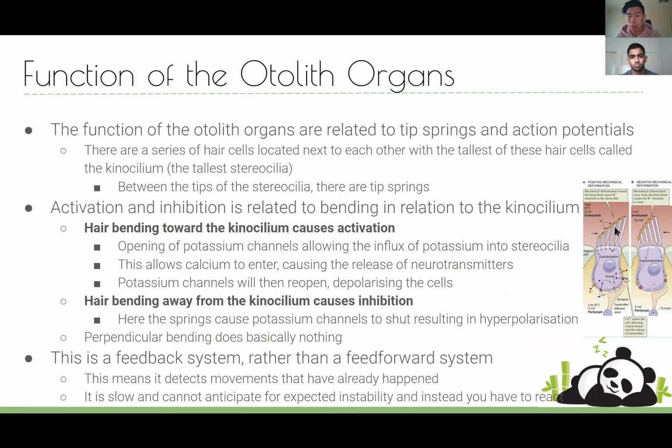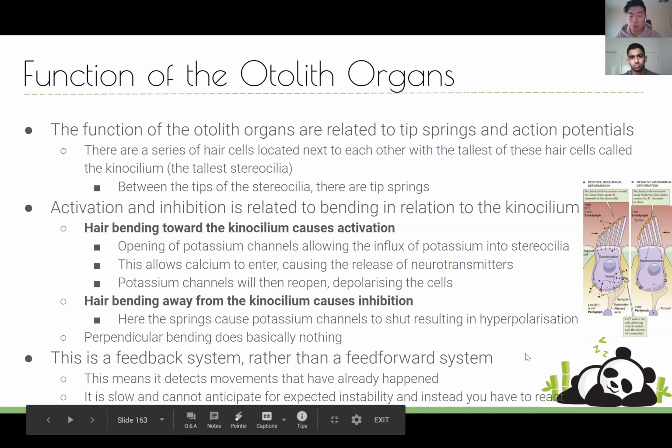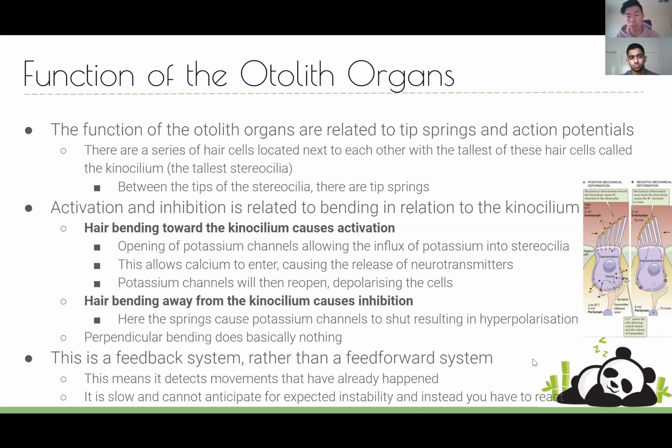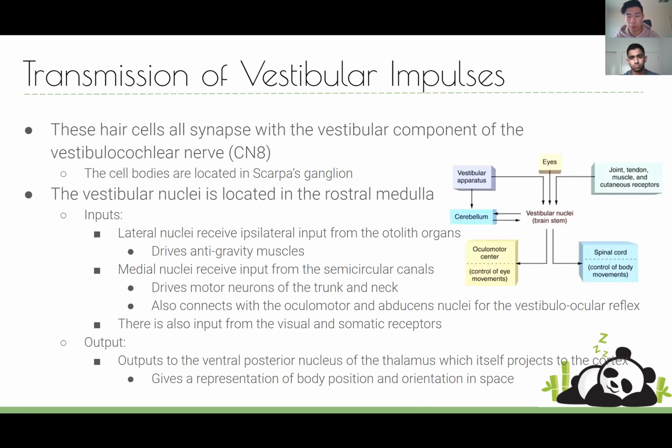Perpendicular movements will do nothing. As a result, this will detect if you're moving forwards or backwards and things like that. It's mentioned that this is a feedback system rather than a feed-forward system, and as such, you can't really anticipate the instability. You just have to react to it. But it doesn't really make sense for it to be anticipatory anyway, if I'm honest.